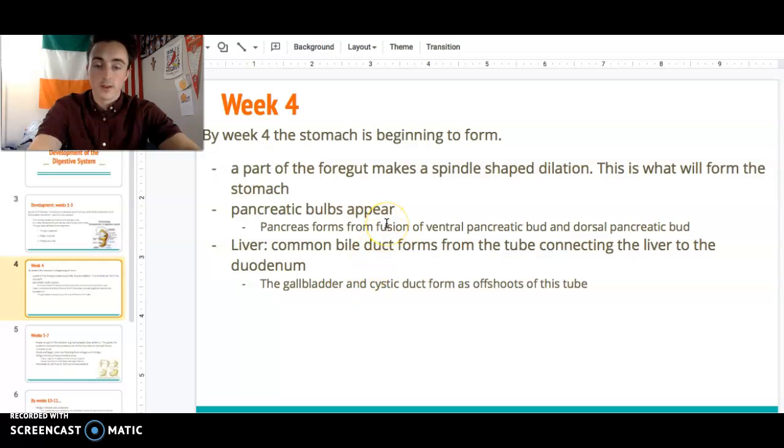A part of the foregut is going to make a spindle-shaped dilation, and this is what will form the stomach. Pancreatic buds appear, and eventually the pancreas is going to form from the fusion of the ventral pancreatic bud and the dorsal pancreatic bud. With the liver, the common bile duct is forming from the tube connecting the liver to the duodenum, and from this tube, the gallbladder and cystic duct will form.